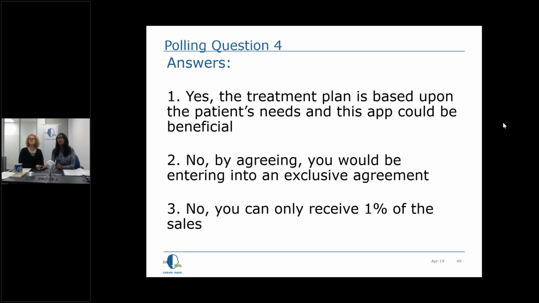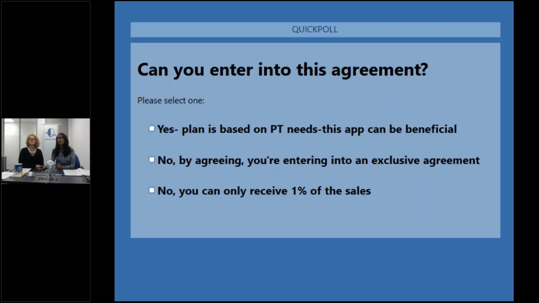So now I'm going to open this poll up, and it should be on your screen now. And we're just going to give you a moment to vote. Don't be shy.